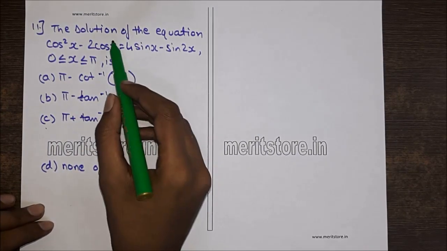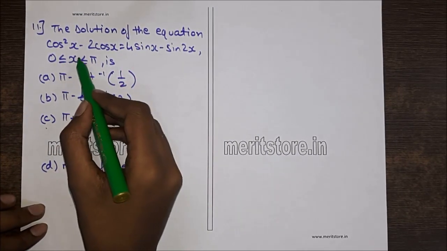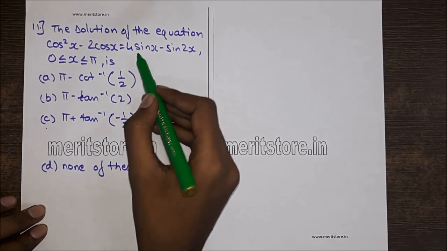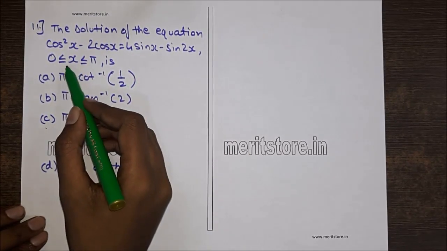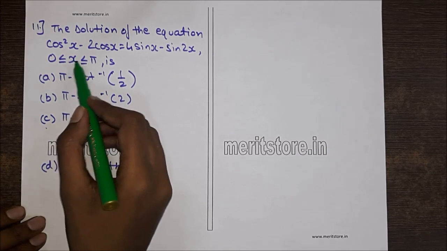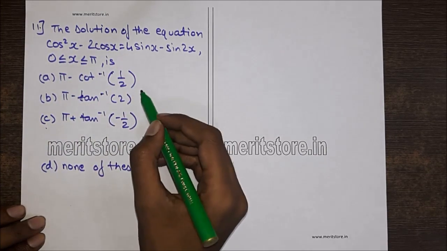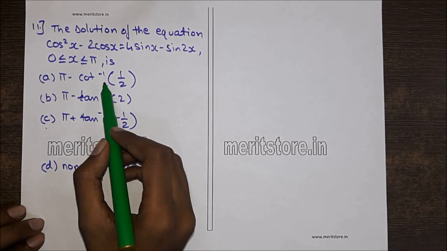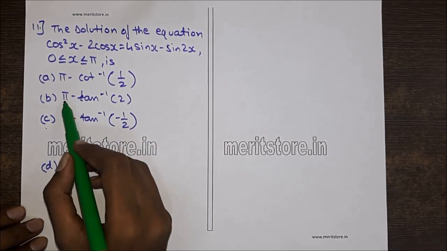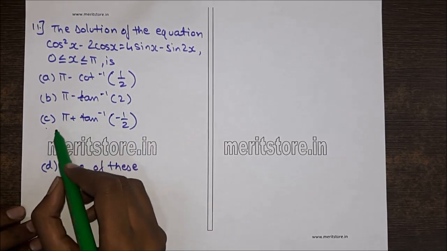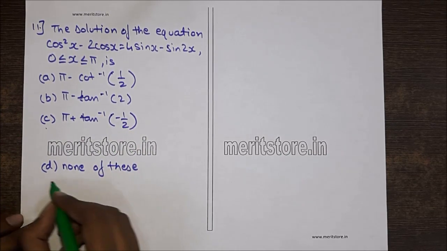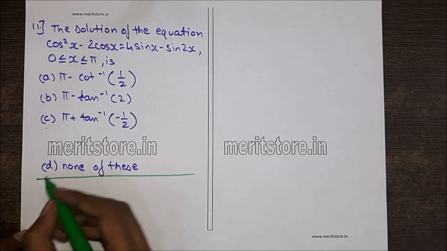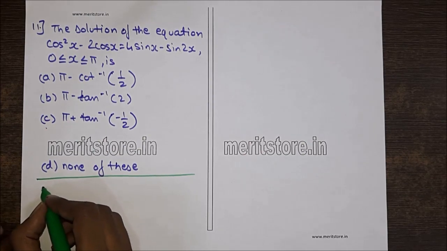We have to find the solution of the equation cos square x minus 2 cos x is equal to 4 sin x minus sin 2x. The condition is given for x that x lies between 0 and pi. So the options are pi minus cot inverse of half, pi minus tan inverse of 2, pi plus tan inverse of minus half, or none of these. So first we simplify this equation.